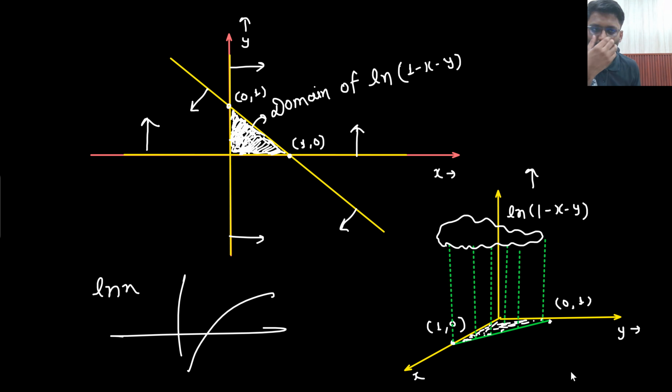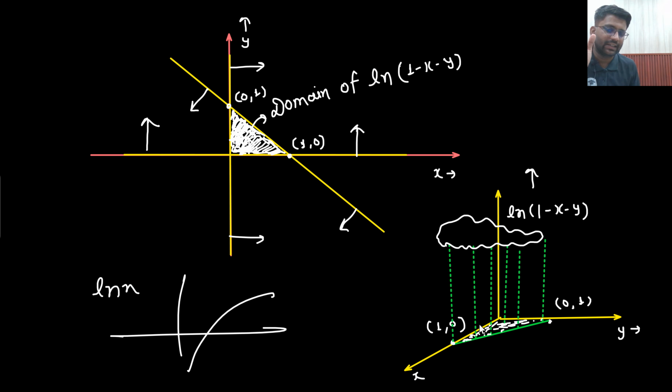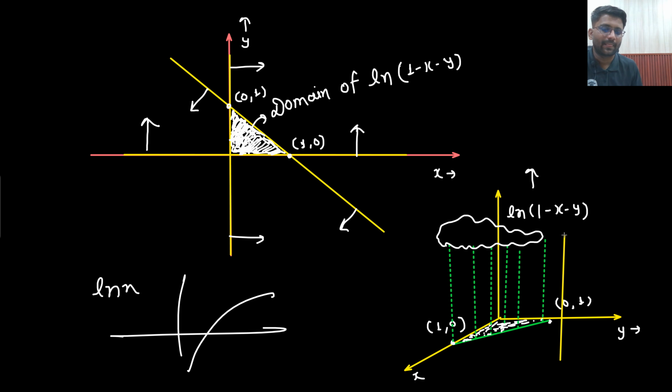You can go to any simulating software and see the graph of ln(1 minus x minus y). Along with that, you put the condition that x greater than 0 and y greater than 0. This condition is not given in the question; I myself put this condition. Then you would see that they have drawn the graph only in this region. They will not draw the graph here, here or here.